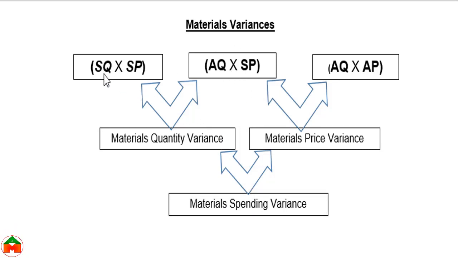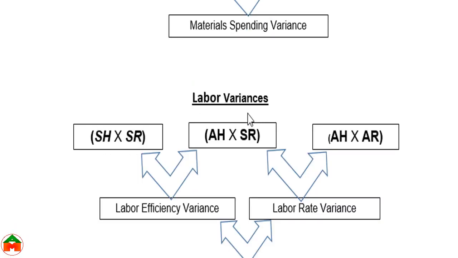Again I am repeating: standard quantity times standard price, actual quantity times standard price, actual quantity times actual price. By comparing the first two, we will get the material quantity variance. By comparing the last two, we will get the material price variance. And after that, by combining the material quantity variance and material price variance, we will arrive at the material spending variance. So if we know the formula for material variances, the formula for labor variance is the same.